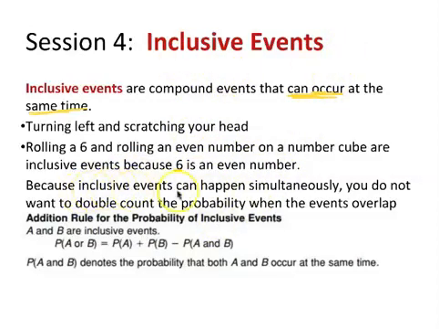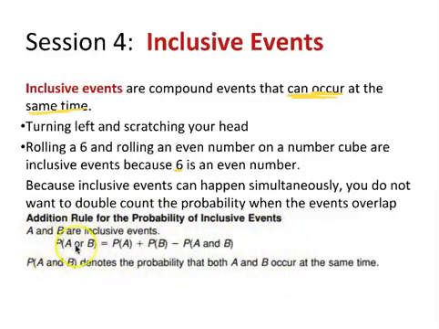Because inclusive events can happen at the same time, you don't want to double count the probability of where the events overlap. So what we're looking at doing is getting rid of where the events overlap. We're going to subtract that out when we find the probability of inclusive events. So here is our formula. Write this down in your math notebook.